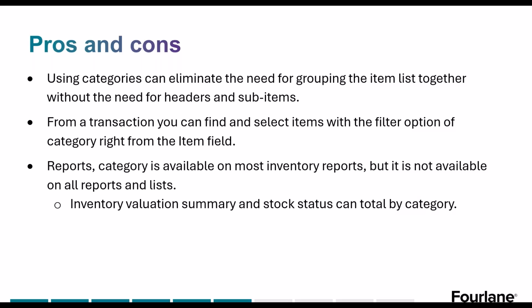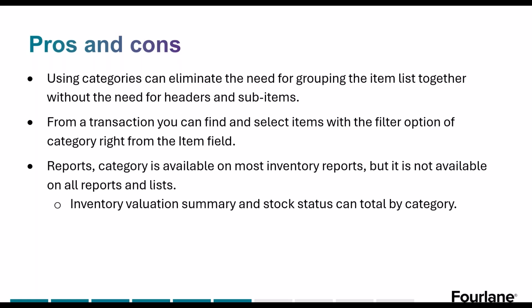I will say there are some pros and cons to using categories. So I'll list a couple of them. Using categories can eliminate the need for grouping the item list together with header and sub relationship. So this can make your item list a little cleaner. However, if you still want to use header and sub relationship on items, the sub items must be the same category as the header item.